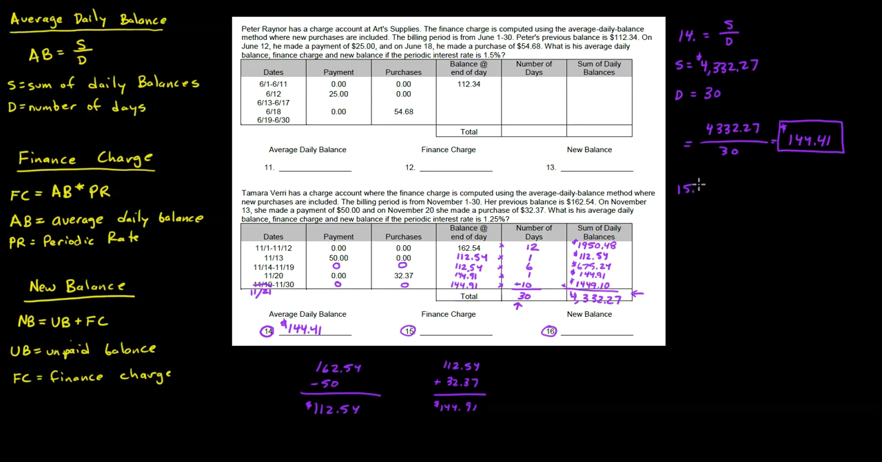So now the finance charge, number 15. The finance charge is going to be, remember, my average daily balance times the periodic rate. The average balance in this problem, we just said, was 144.41. The periodic rate in this problem says is 1.25%. Written as a decimal is 0.0125. So I'm going to go 144.41 times 0.0125. And that's going to leave me with $1.81.